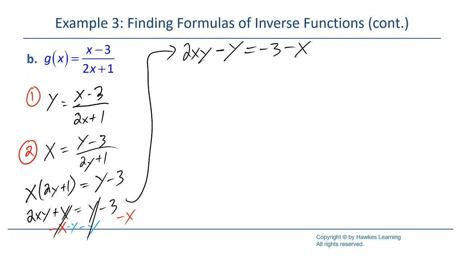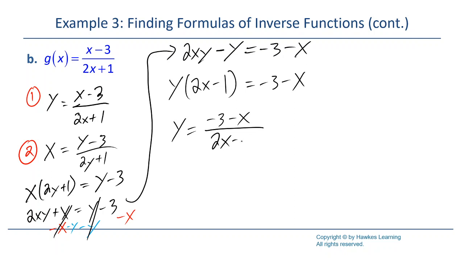And so here what I've got is a little bit easier to deal with, because now notice I have two terms with a y, and so if you have things added or subtracted and the same thing shows up, you can just factor it out. So now I have y times 2x minus 1 is equal to negative 3 minus x. Then we end up with y equals negative 3 minus x, and then I'm going to divide both sides by 2x minus 1.